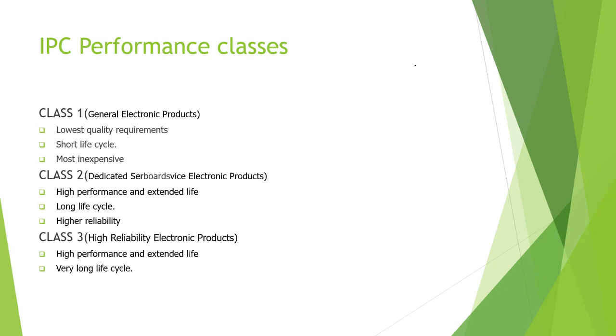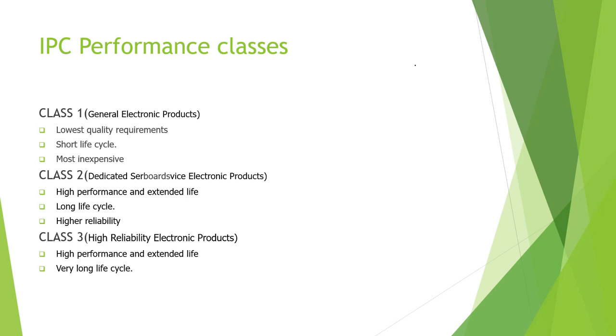Class 1 comes under general electronic products. The lowest quality requirement is possible. It's making things like toys, which have very low quality requirements and a short life cycle. The most inexpensive products come under class 1. It's very low cost toys, small electronic products, which come under the class 1 product.